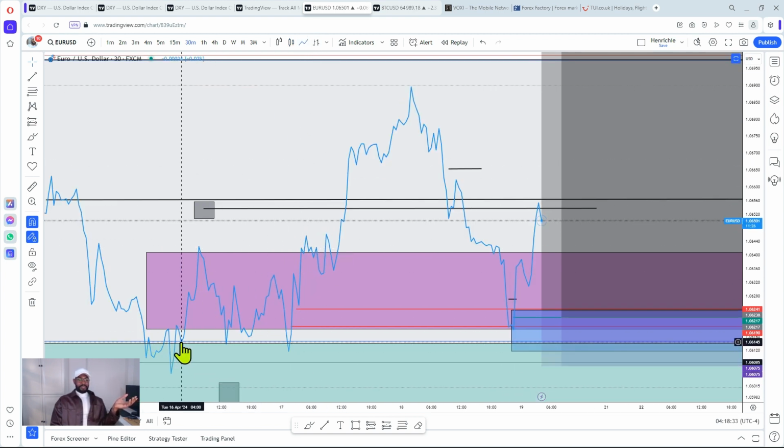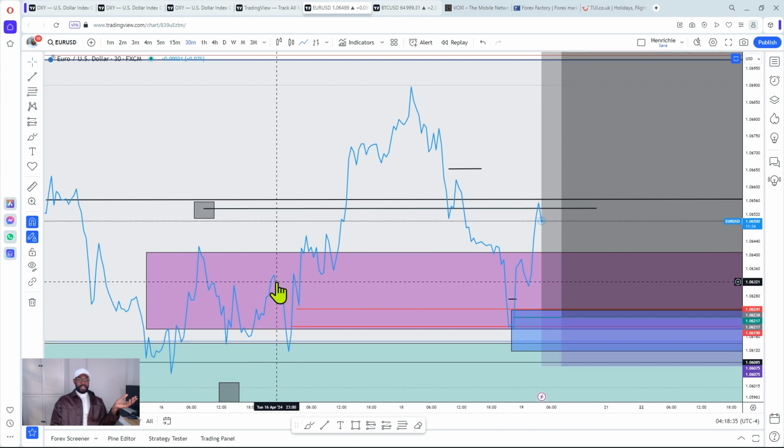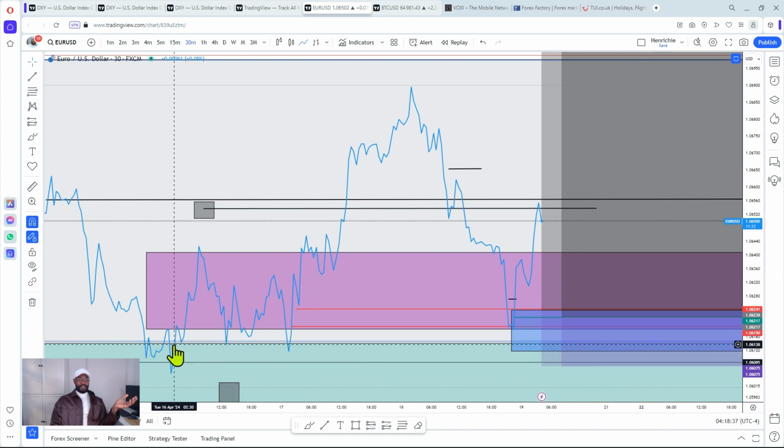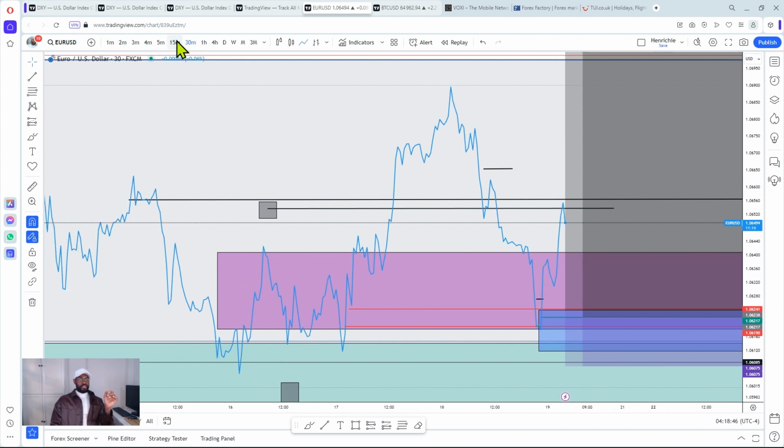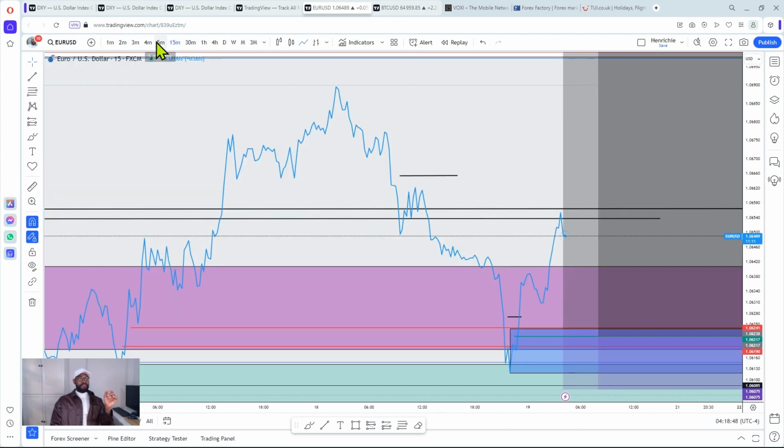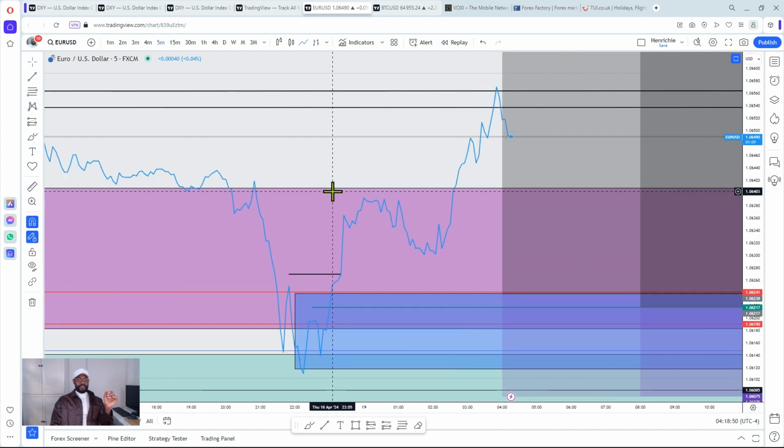So you can see how price created these relative equal lows, and they came down to take it out. Looking at the bodies of the candles, the line chart, it's really clear. You can see it clear as day. So that being said, the next thing we'll do now is go to the 5 minute time frame, because we wanted to see a 5 minute break of structure.